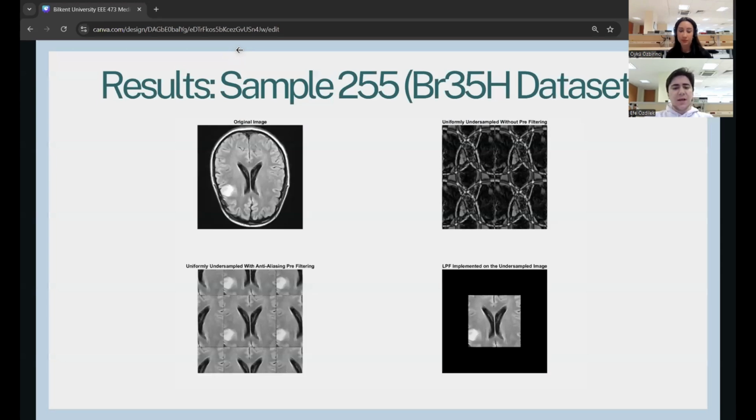And here you can see the adjustments that we have made for the uniformly undersampled image. Firstly, when we uniformly undersample the image without pre-filtering, aliasing occurred. And in the second image of this figure, you can see that nothing is distinguishable. However, with an anti-aliasing pre-filter prior to the undersampling operation, we can easily distinguish the tumor from the background. And in the last image, a low-pass filter in the spatial domain was implemented in order to see the tumor's brain tissue.